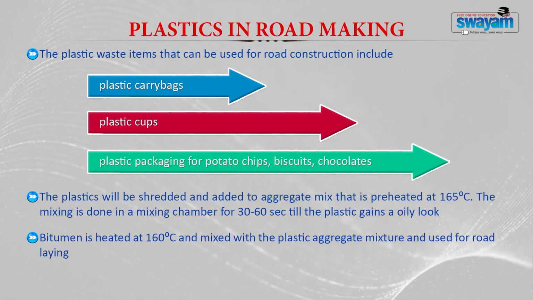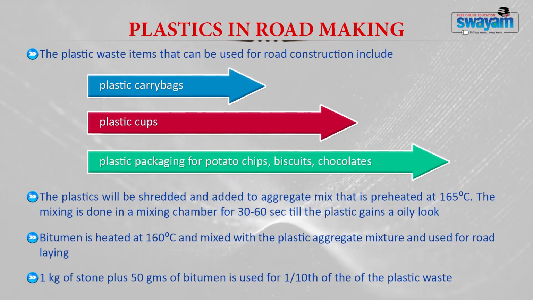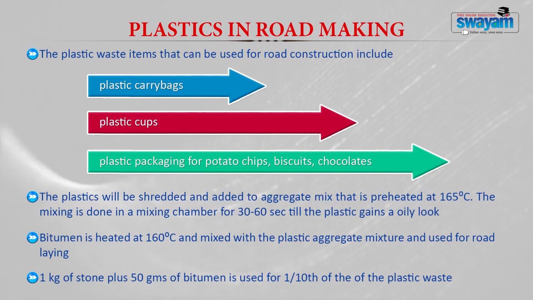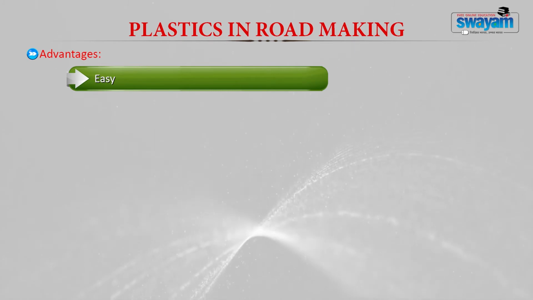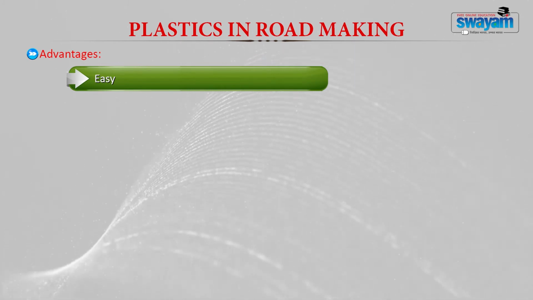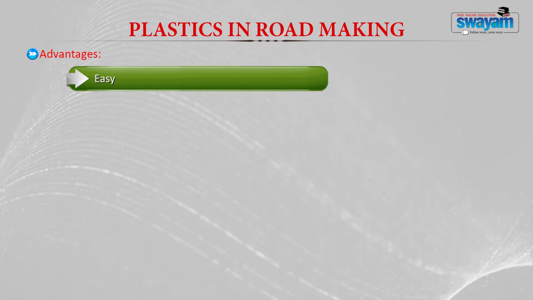Approximately, 1 kg of stone plus 50 grams of bitumen is used with 1/10 of plastic waste for road construction. Now, the advantage of using plastics in road construction is, one, it is very easy. First, the packaging material which is creating a lot of mess and which cannot be recycled can be used here. As a result, the plastic pollution can be reduced.